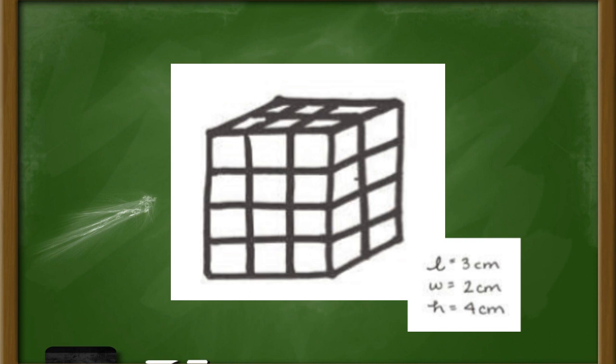And our last one is our height. The height of the shape is how tall the shape is, or how many cubes up we can count. Let's count the cubes. 1, 2, 3, 4. The height of this shape is 4 centimeters. Let's record that on our recording sheet now.